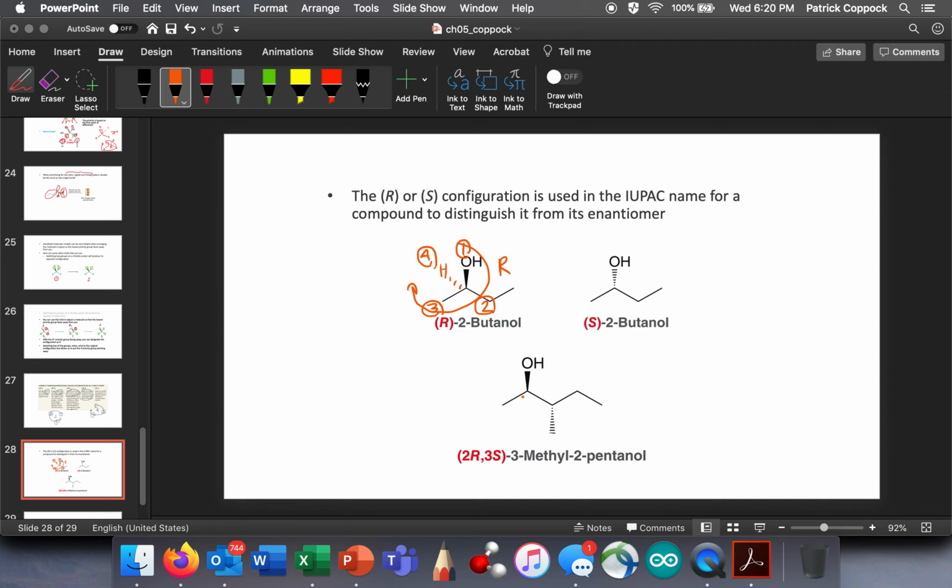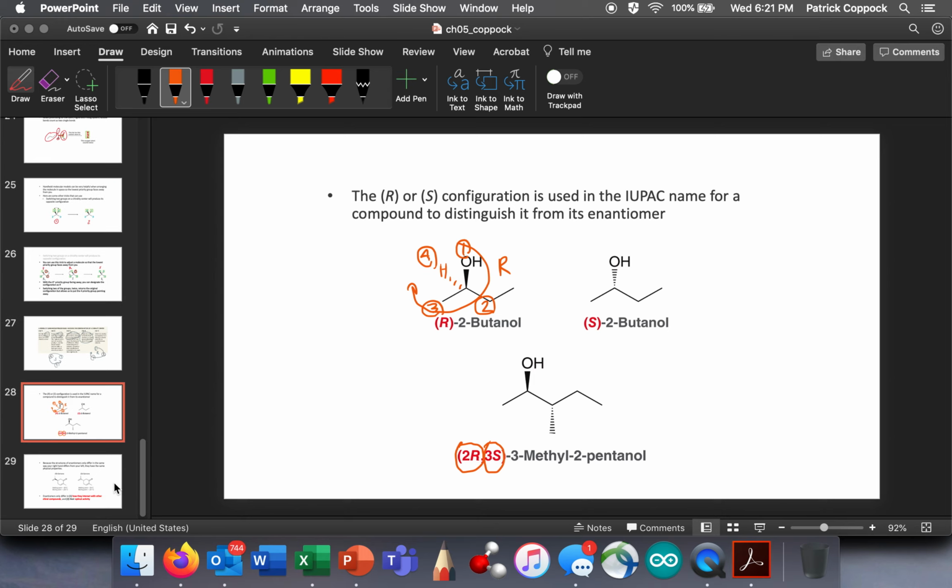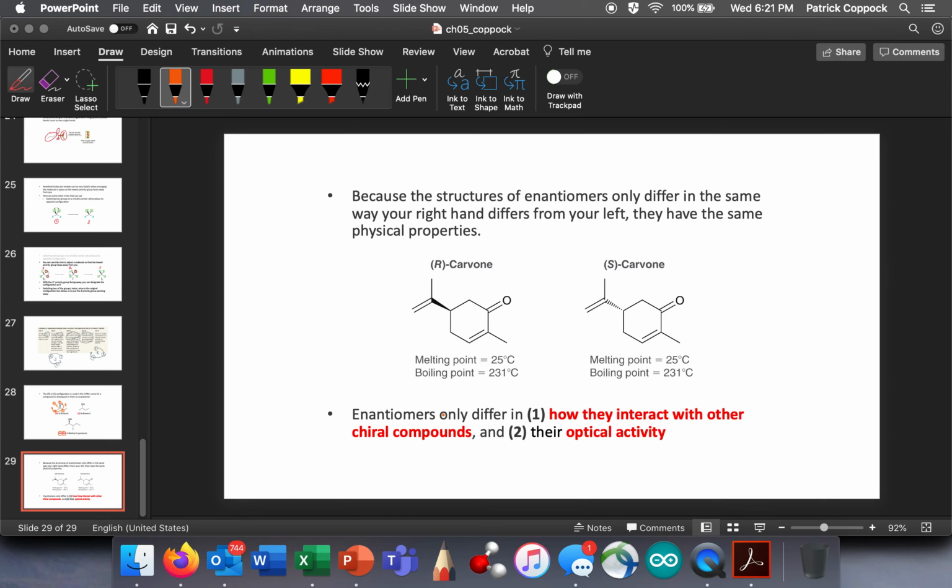All right? Here's one with 2 chiral centers. If you have 2 chiral centers, you don't just put the R or the S out front. You say at the 2 position, it's R, and at the 3 position, it's S. Right? This is going to take lots of notes in order to do something like this. Get good at it. You'll never get it wrong. It'll be free points on the test.